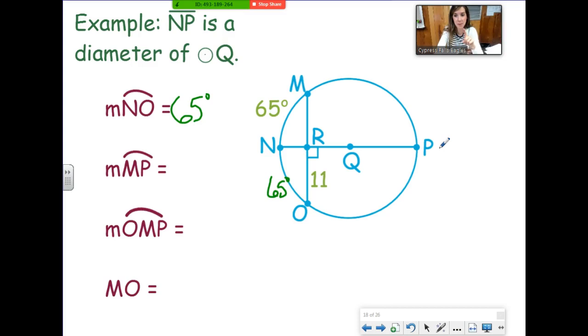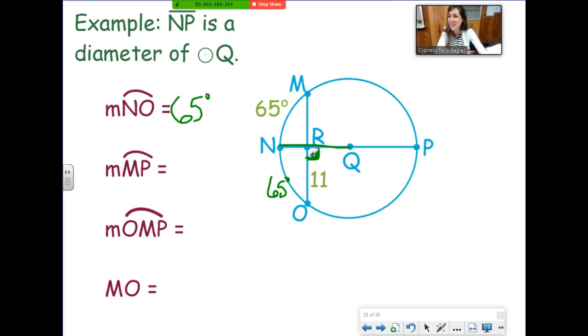If a radius is perpendicular to a chord, is it perpendicular? Yes. If a radius is perpendicular to a chord, then it bisects the chord and the arc. That's why it's 65. It's 65 because of this angle marking right here and no other reason.